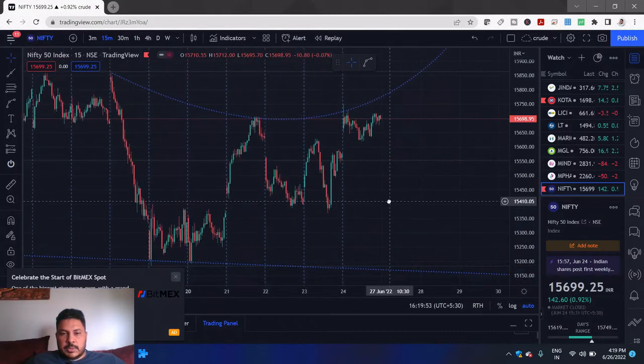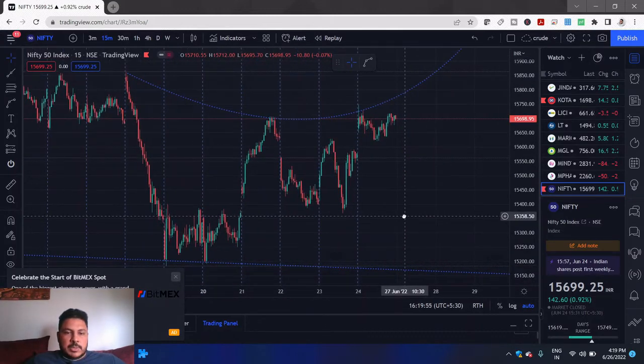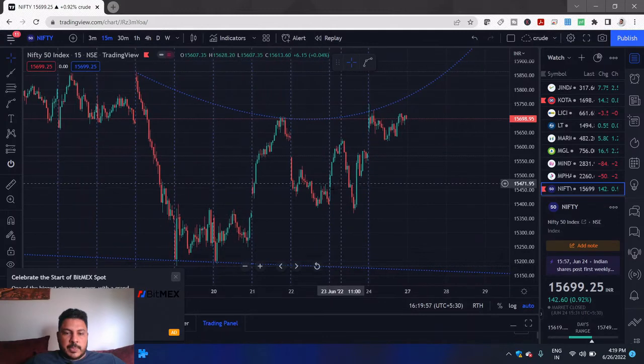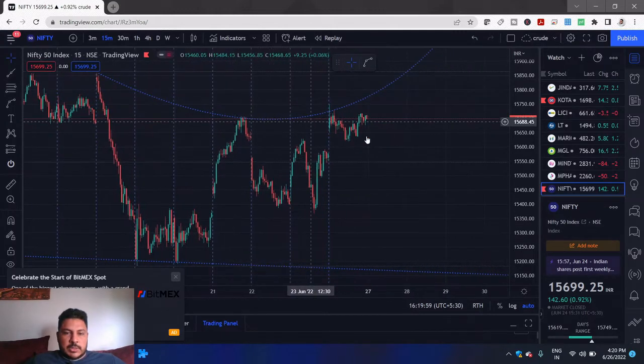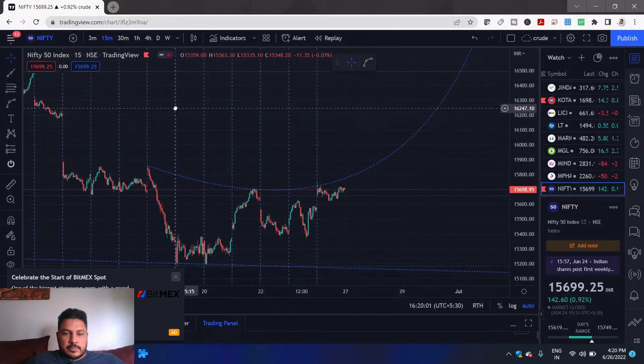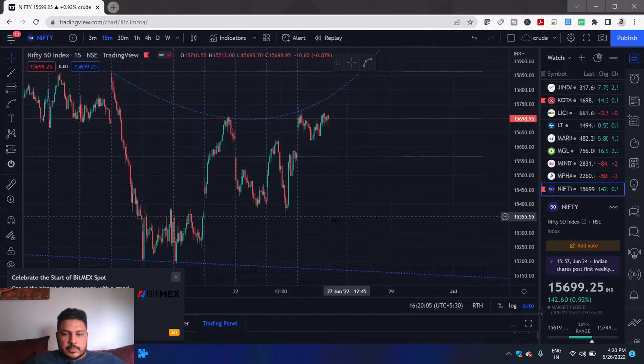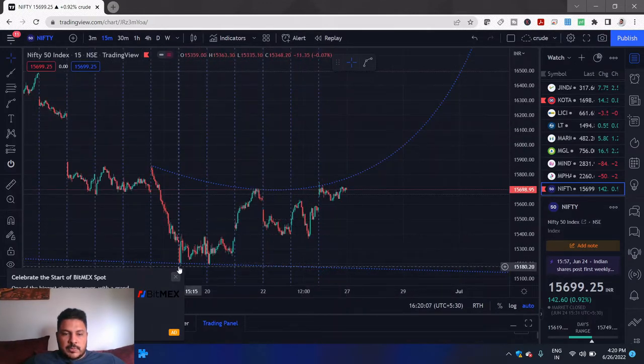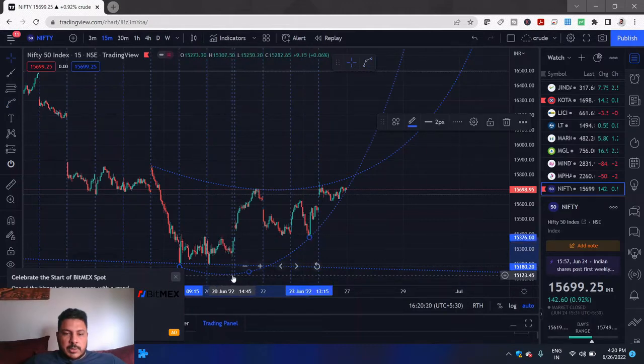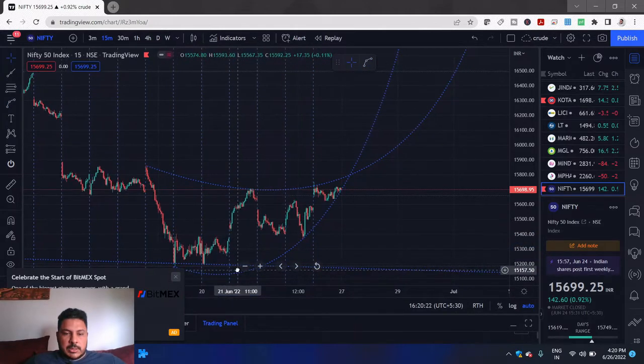Okay, so this is our curved trend line from here, and at the bottom also we'll do the same thing. So this is our first point, second point and third point. First point and third point. Now I'll adjust this.